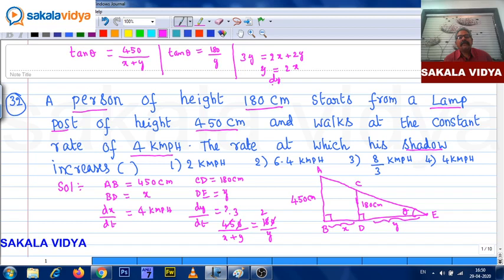So dy by dt find out. Dy by dt is equal to 2 times dx by dt. What is dx by dt? 4. That means actually you will be getting how much? Sorry, this will be 9 2 ja, 9 5 ja. This will be 5y. This will be 3y. 2 by 3 into dx by dt. Dx by dt is 4. So that equal to 8 by 3 kmph. So third option is the right option.